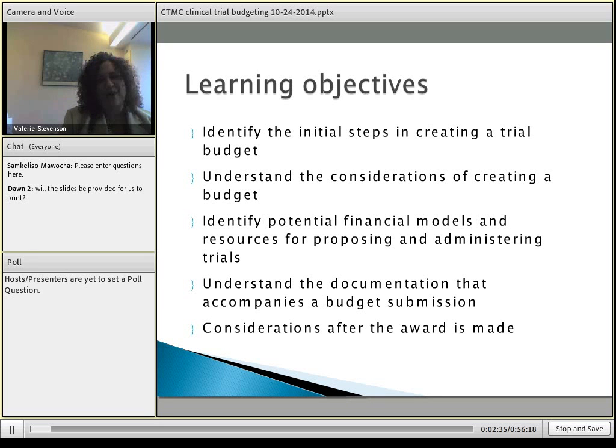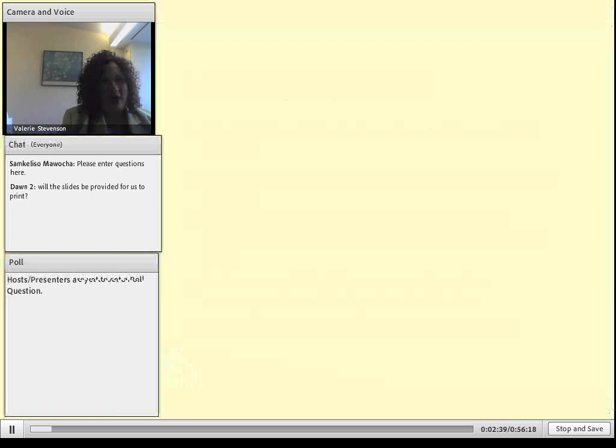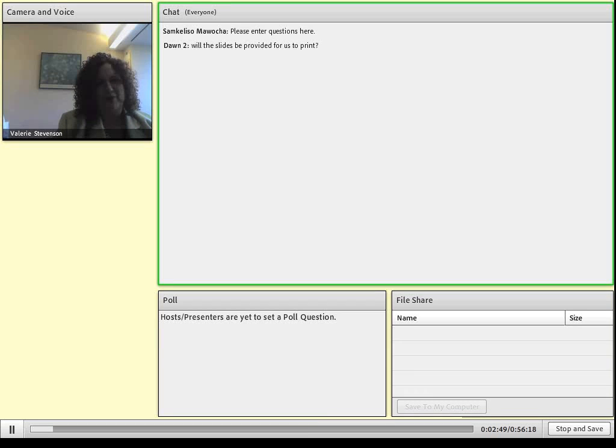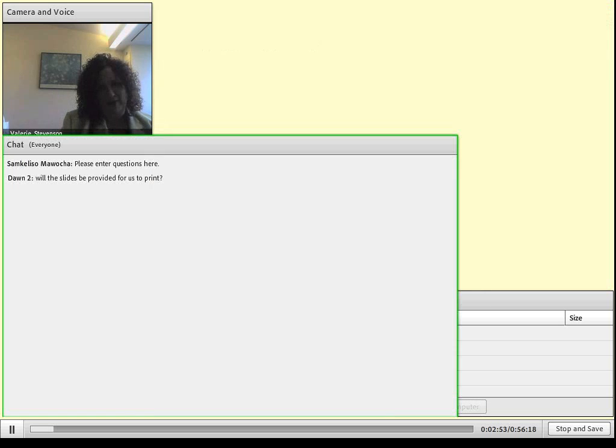We want to talk about potential financial models, because there's all kinds of ways to work with people in research, and we want to make sure that we're thinking about different ways, especially with limited funding, to make sure we're taking advantage of our funds.